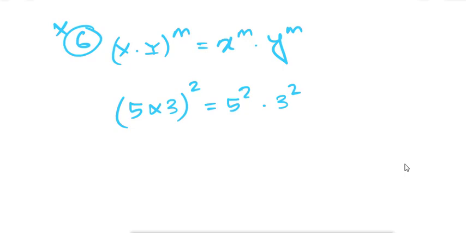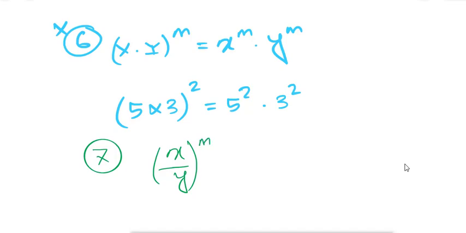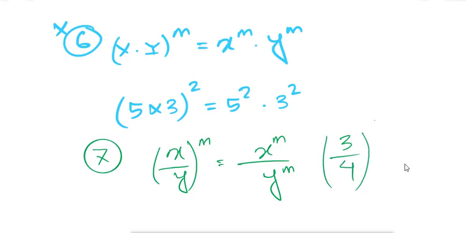Now let's see rule number 7. Rule number 7 says x divided by y whole to the power m is basically x to the power m divided by y to the power m. That means 3 divided by 4 whole to the power 9 is basically 3 to the power 9 divided by 4 to the power 9.